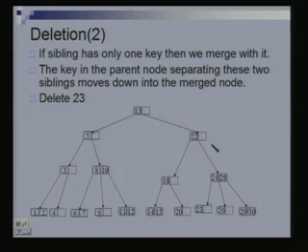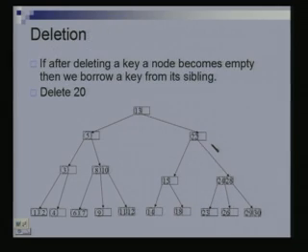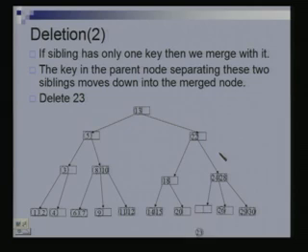Now, what happens if the sibling has only one key? Suppose I was trying to delete 23. When I delete 23, it goes away. I try to borrow one key from its sibling. This is the only sibling I can borrow from. I cannot borrow from here, and you remember the reason: this has only one key, so if I borrow from here, this becomes empty. So in this case, what did we say we would do? In the case of a 2,4,3, we merge. First try to borrow, and if not possible, then merge.